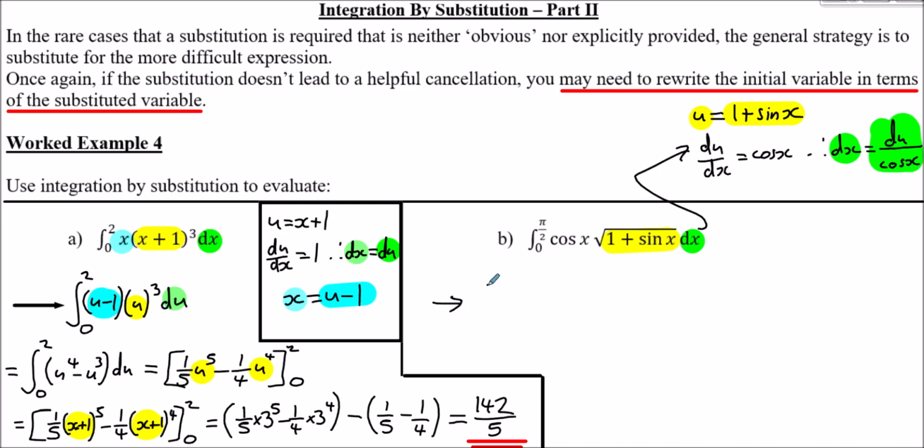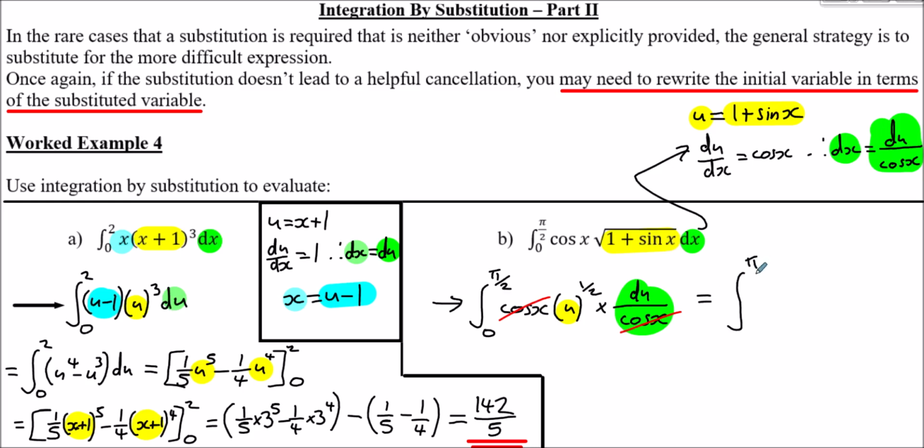So transforming, you're going to go from pi over 2 down to 0 of cos x. This is root u, so I'm going to say u to the 1/2, multiplied by dx, which is du over cosine x. So just to emphasize, that's our u. Dx is du over cosine x. However, now I'm dividing by cosine x here, timesing here, so that neatly cancels. So what I'm going to have now is the integral from pi over 2 down to 0 of u to the 1/2 du.